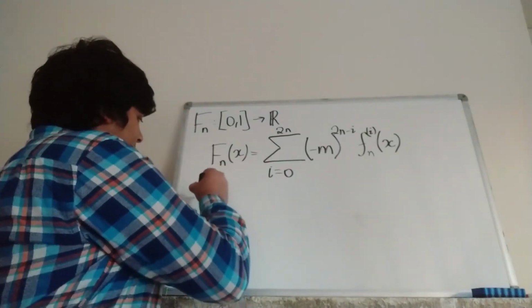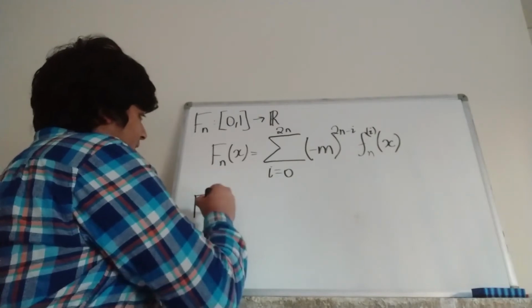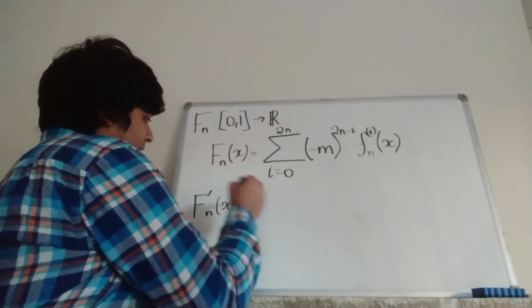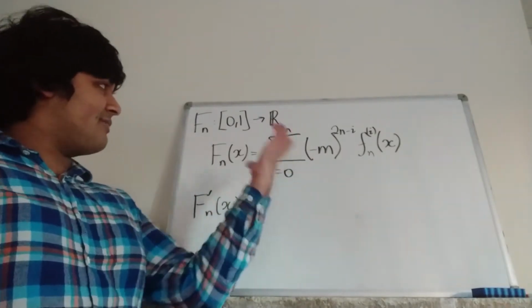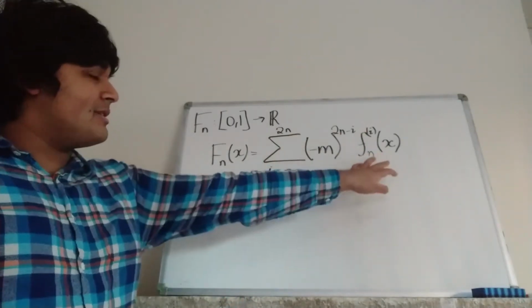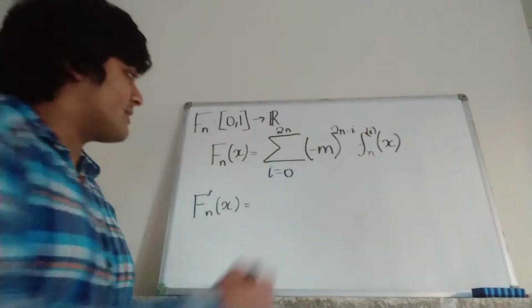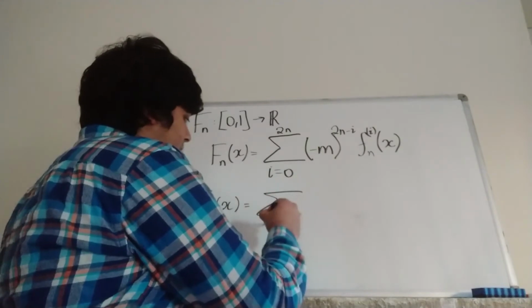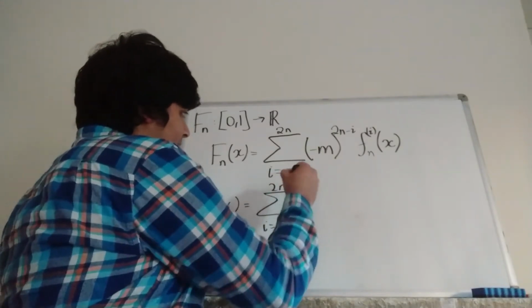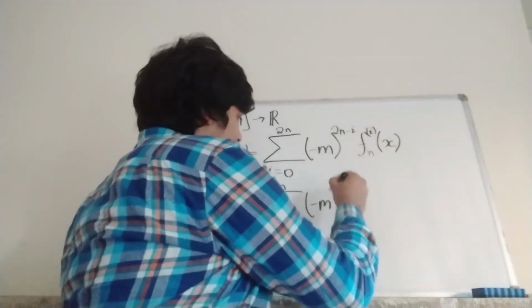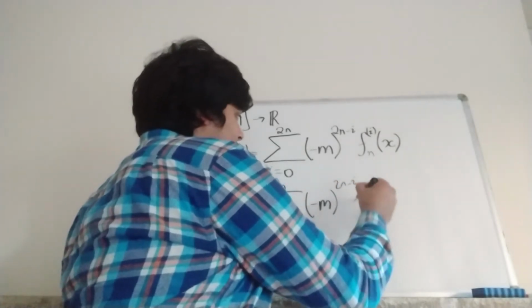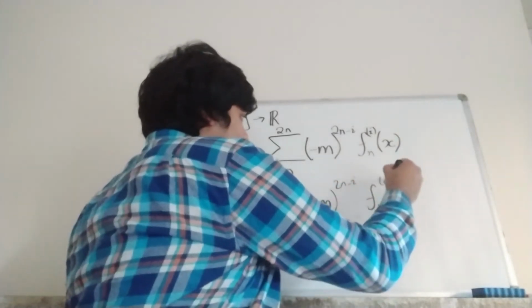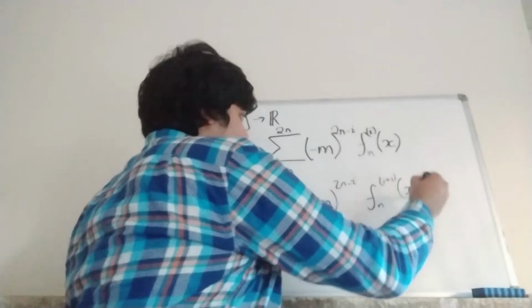So f prime of nx. And of course, because we can differentiate each term, because we're just summing up a bunch of terms, all you have to do is differentiate this guy here. So it's a sum from i equals 0 to 2n of minus m to the 2n minus i times the i plus 1th derivative of f_n of x.